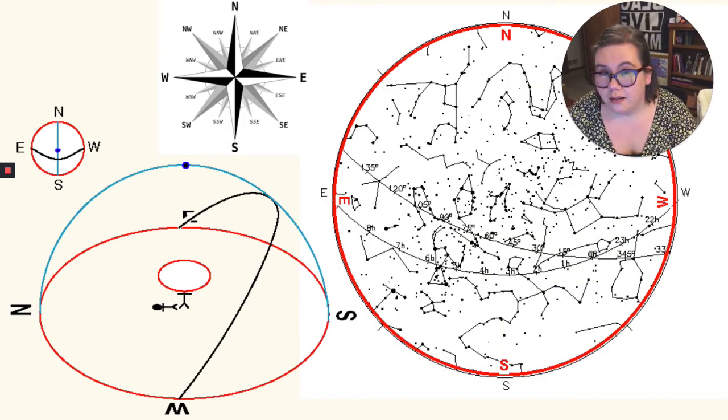So here are some pictures. There's a compass, right? North, south, west, east, like we'd expect. But when we look at one of these star charts, we're seeing north and south kind of like we'd expect, but then west and east are reversed from what we would expect from a compass.